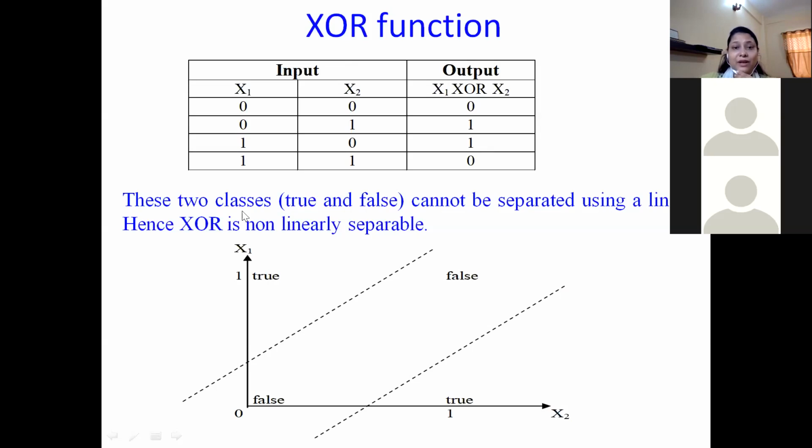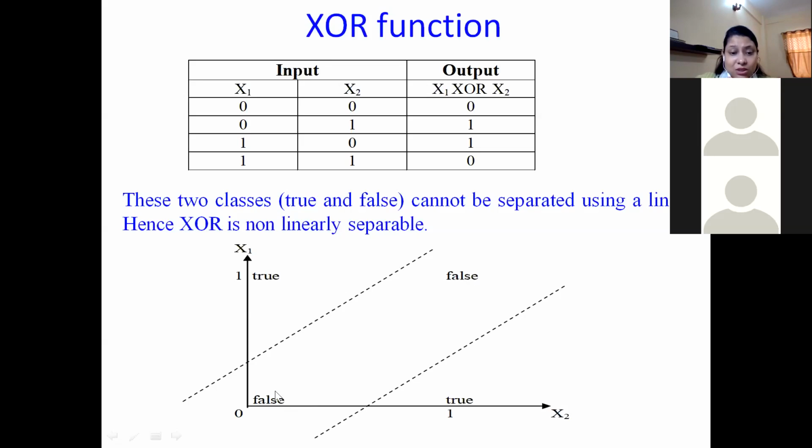Now, what happens when we represent this particular function graphically? Here, as we have done in the previous class as well, this is the point where x1 and x2 are both holding 0 values. So basically this is false. And this is one particular point where x1 and x2 both hold 1 value, right?